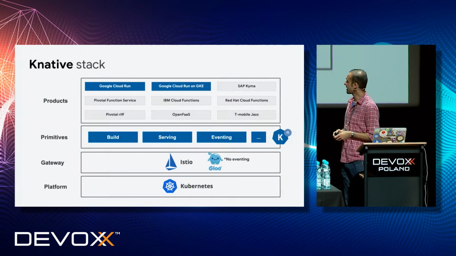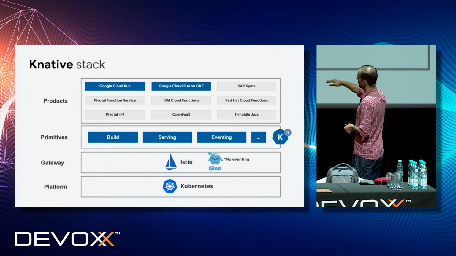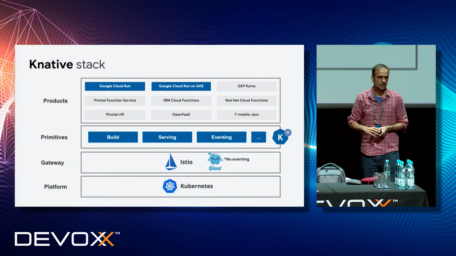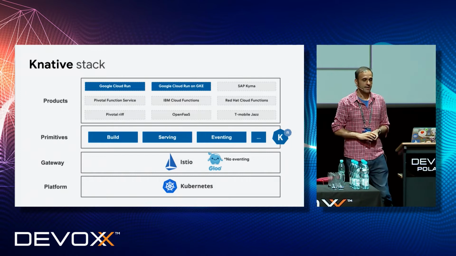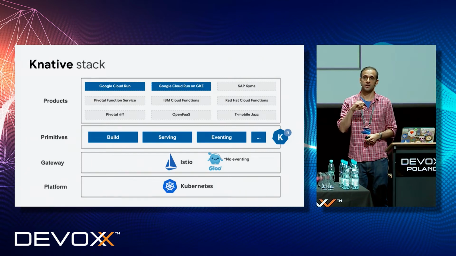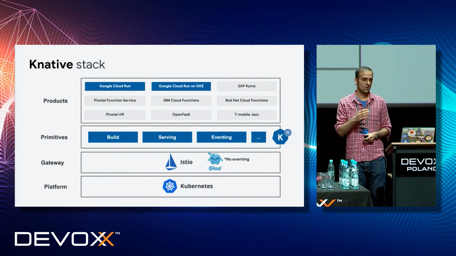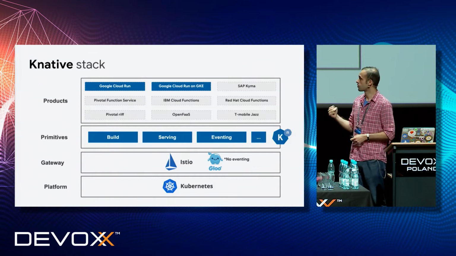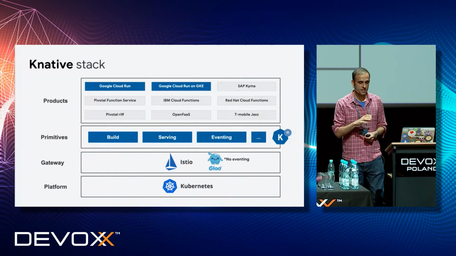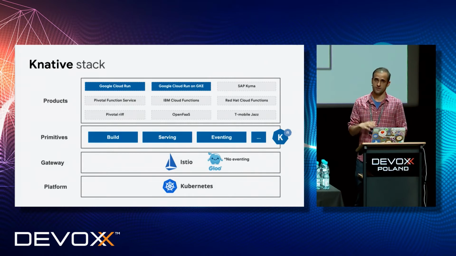Now, the Knative stack looks like this. At the underlying layer, at the platform level, we have Kubernetes. Everything runs on Kubernetes. Then on top of that, Knative relies on a gateway. Knative doesn't really solve the networking problem, right? It doesn't deal with the networking rules. It doesn't deal with how the clients get to your services. Instead, it relies on a gateway like Istio or Gloo to do that. Istio has been the default choice in Knative for the gateway.